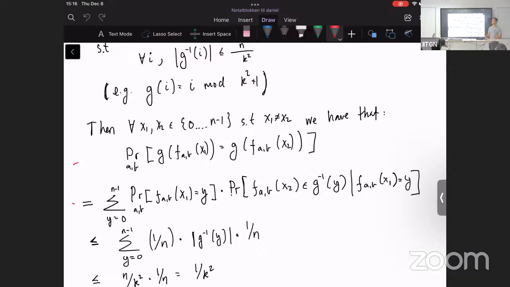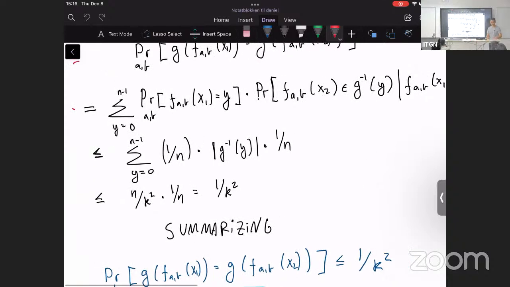It's n over k squared, right? It's the size of the buckets. So now this is at most n over k squared times 1 over n. Remember, we're summing over n things. So n times 1 over n cancels, and then I have n over k squared times another 1 over n, and I'm getting 1 over k squared.